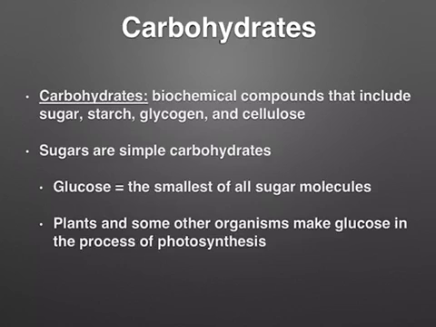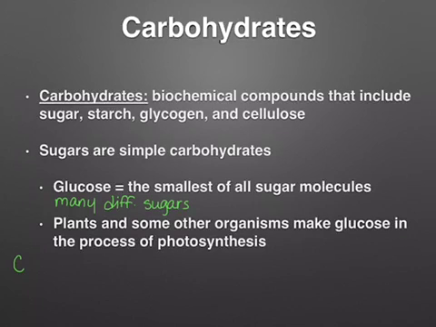So carbohydrates are a biochemical compound that includes sugar, starch, glycogen, and cellulose. Again, we can get that from that table. Sugars are considered simple carbohydrates, and glucose is the smallest of all sugar molecules. What's kind of new to you guys is to maybe learn that there's a lot of different sugars. They're all very similar in their chemical structure, but there's just little changes that make them different types of sugars.